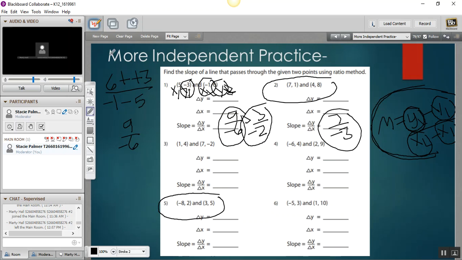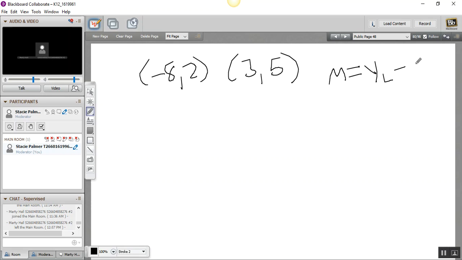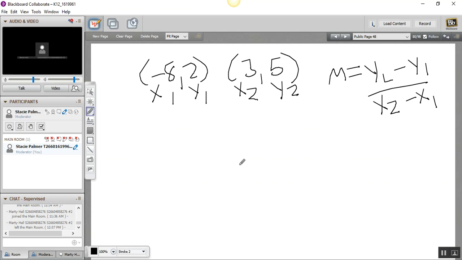I'm going to do number 5. That says -8, 2, and 3, 5. Okay, so if I want to find the slope of the line that passes through these 2 points using the slope formula, which is the y of the second point minus the y of the first over the x of the second point minus the x of the first, I'm first going to label my points. This is the x of my first, the y of my first. This is the x of my second, the y of my second.